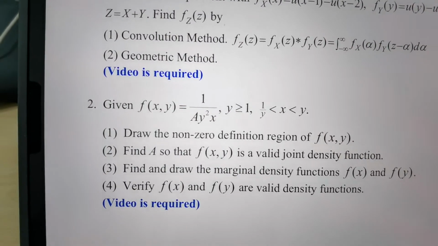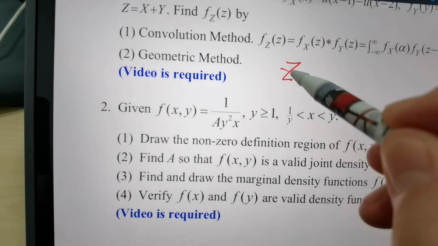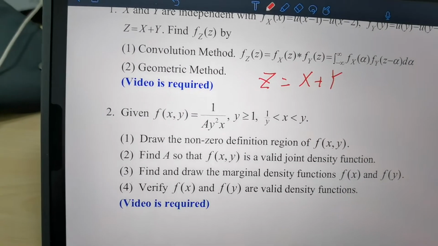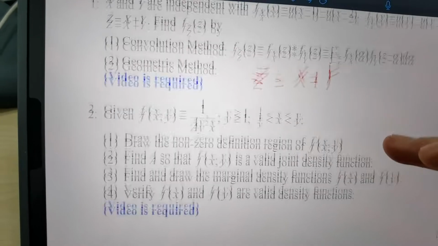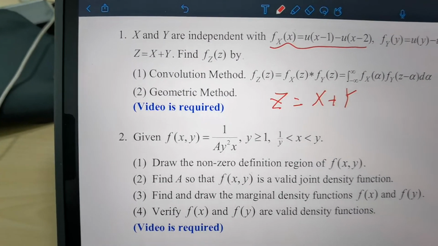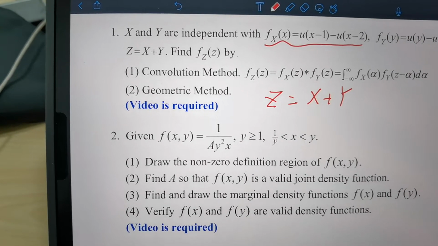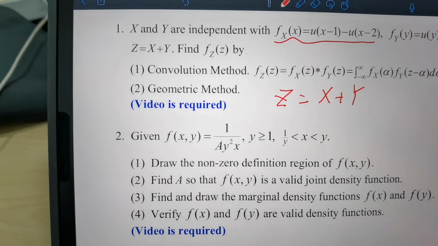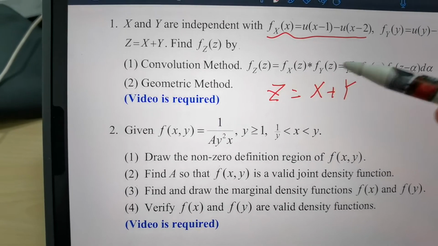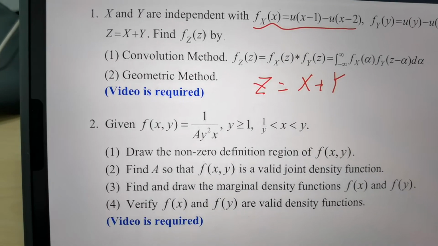Okay, for the first one, we know that for Z equals X plus Y, we need to consider that the f_X here is not easy. We should simplify this question so that we can shift the result to the right side. We can see that f_Z equals f_X convolved with f_Y.